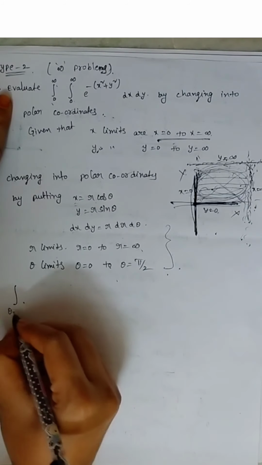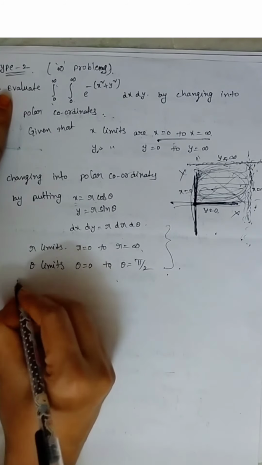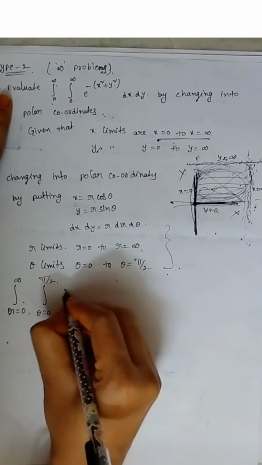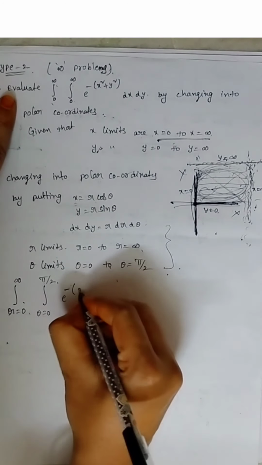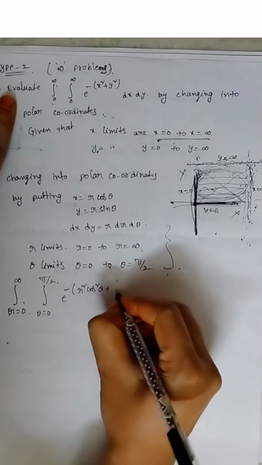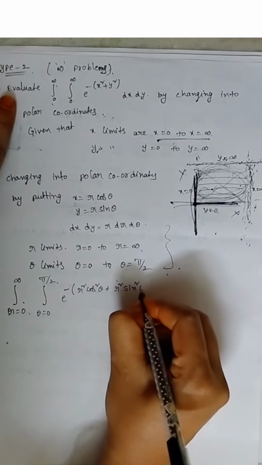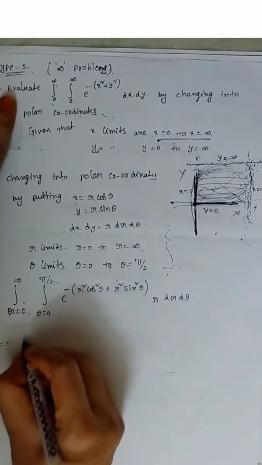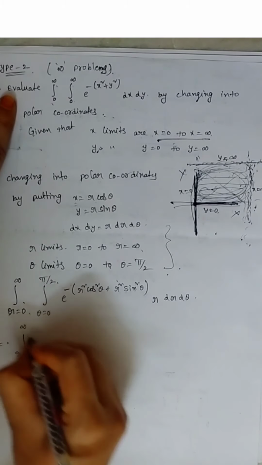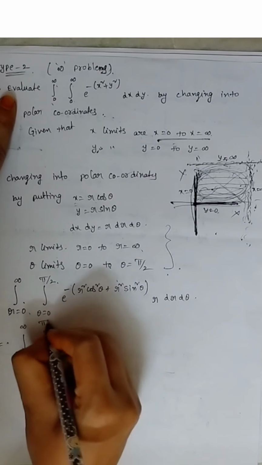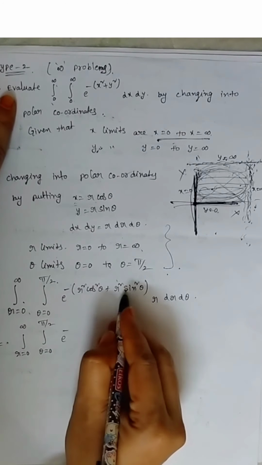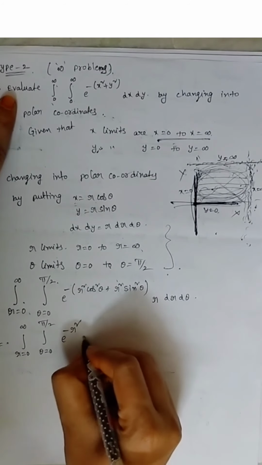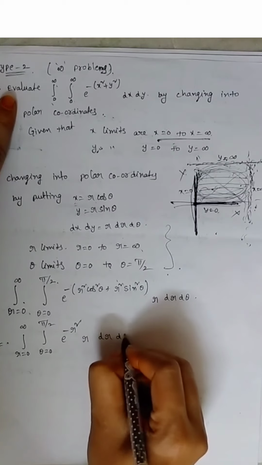So first we write r equals 0 to infinity and theta equals 0 to pi by 2, e power minus of x square r square cos square theta plus r square sin square theta into r dr d theta, since dx dy means r dr d theta. Integral r equals 0 to infinity, integral theta equals 0 to pi by 2, e power, take r square common, cos square theta plus sin square theta equals 1. So e power minus r square into r into dr d theta.